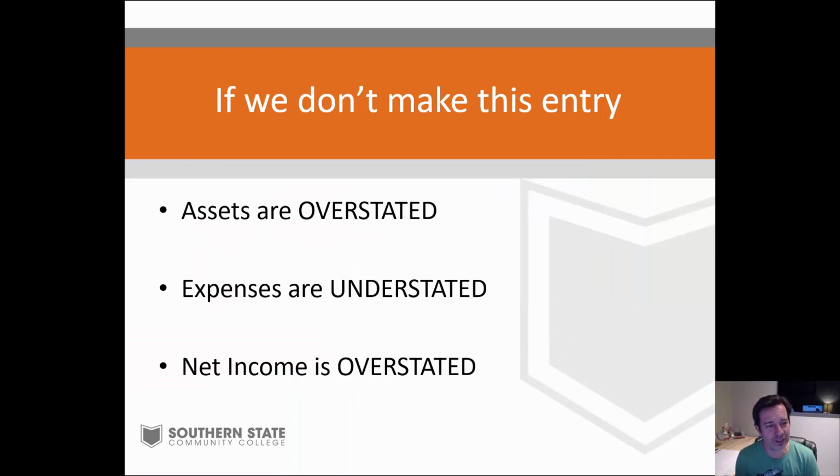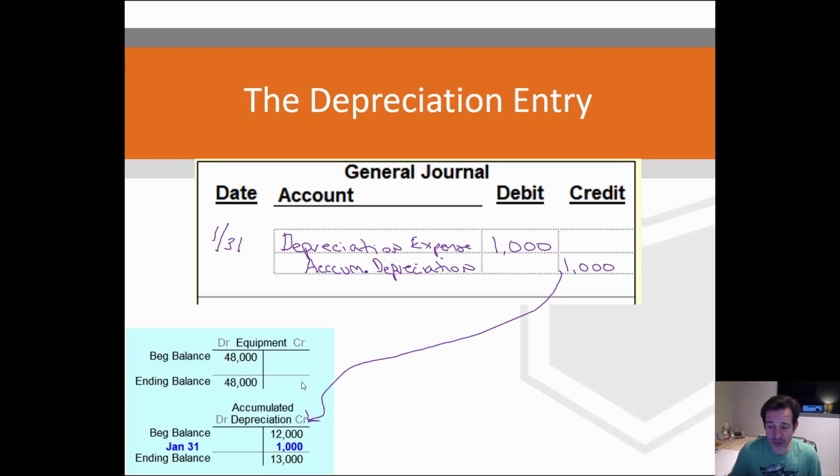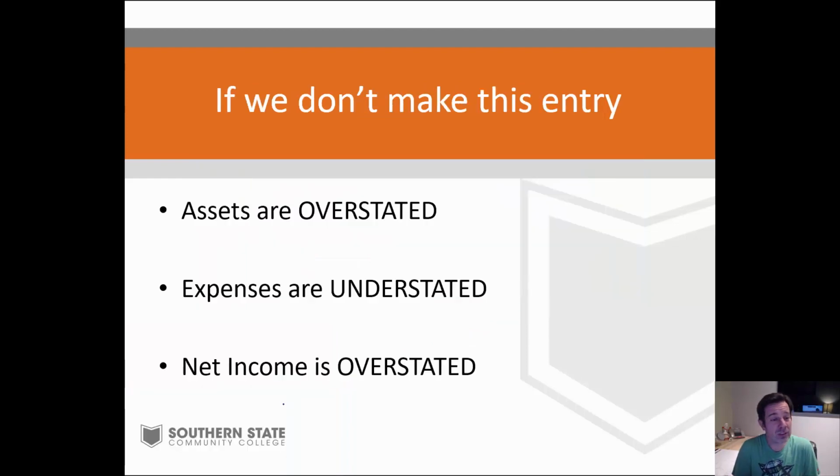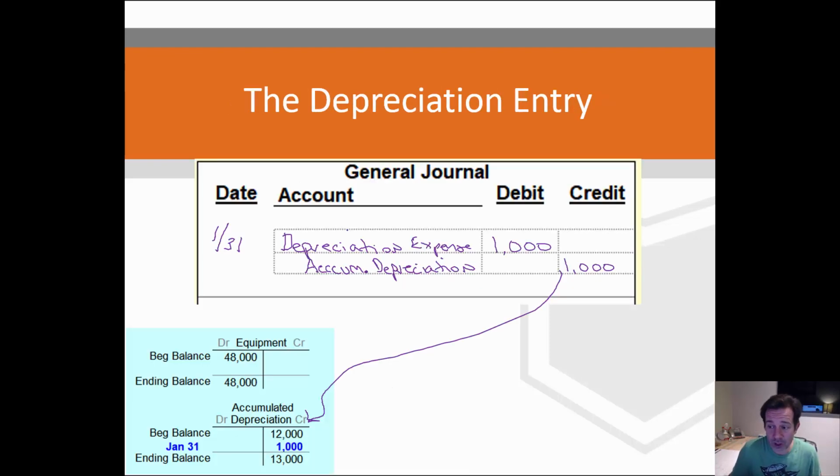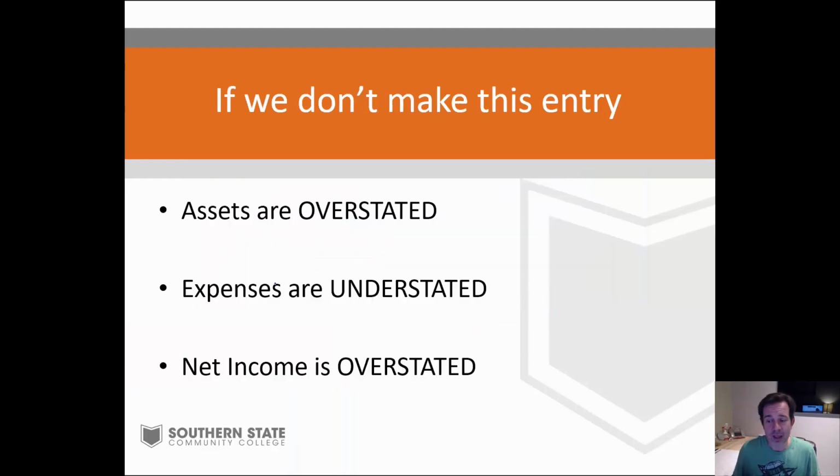If we don't make that entry, let's say that you're like, I don't believe in depreciating. It's just not part of my accounting belief set. If you don't make that entry, well, your assets are overstated, because look, you're not offsetting that $48,000 with the accumulated depreciation. Your expenses would be understated because you didn't record that expense of using or spreading out the equipment cost.